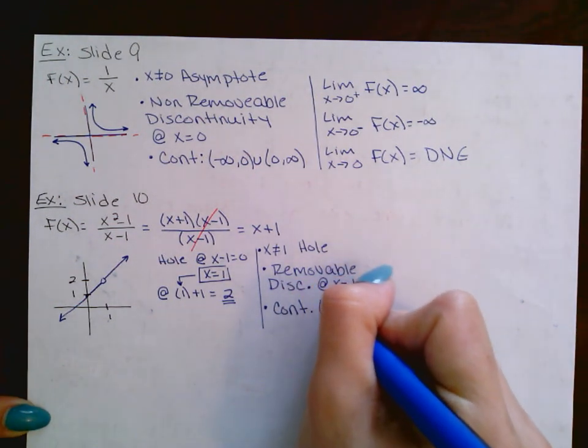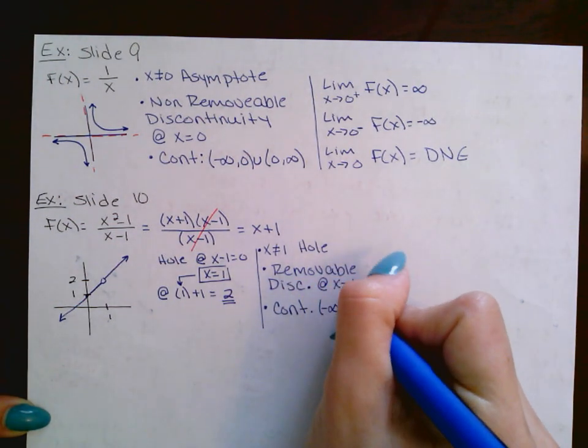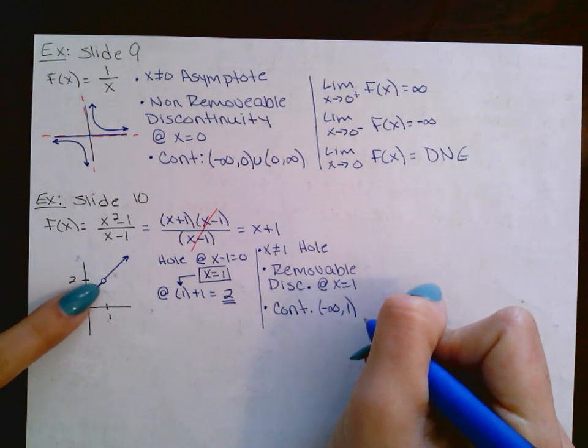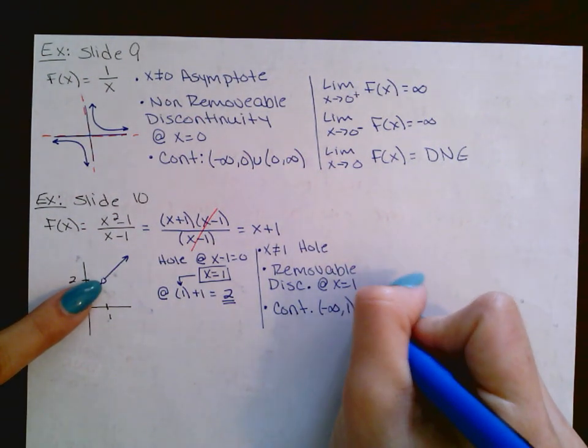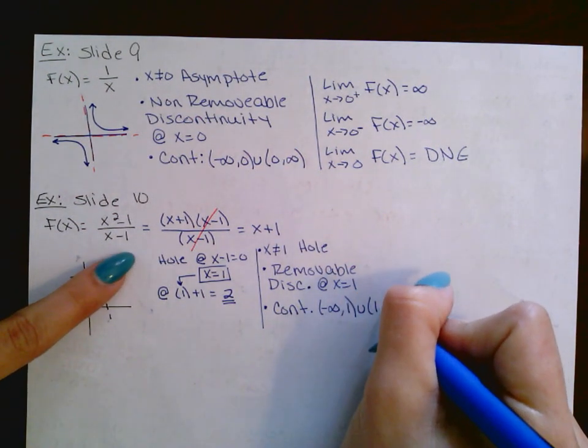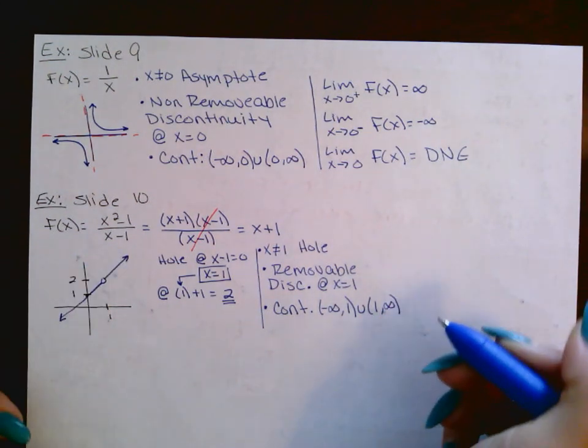So I'd write that from negative infinity to 1. I cannot include 1 because there's a hole, so I'm going to put parentheses. And then from 1 on to infinity. Okay?